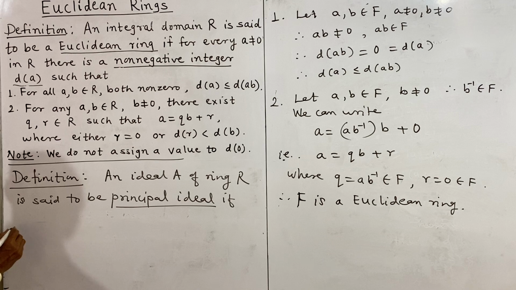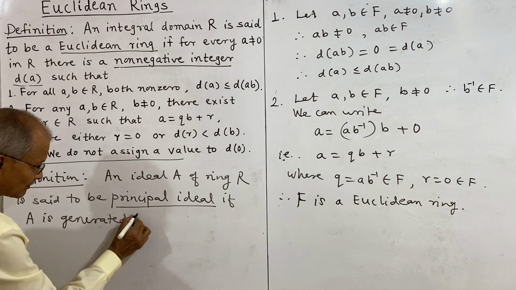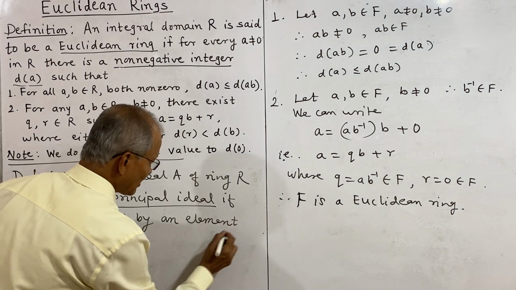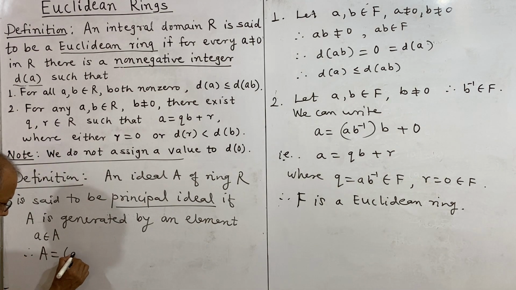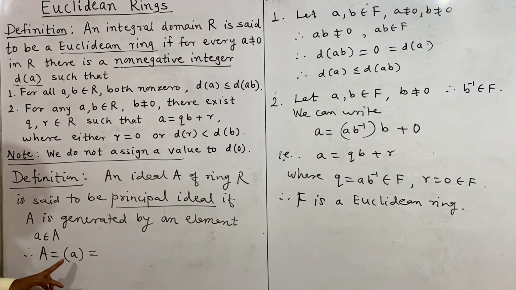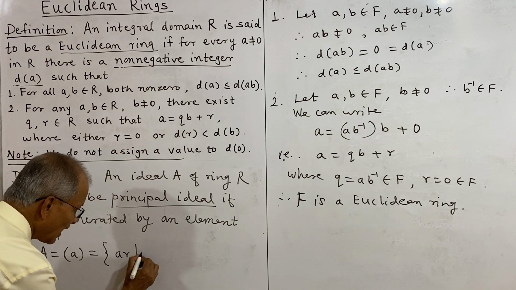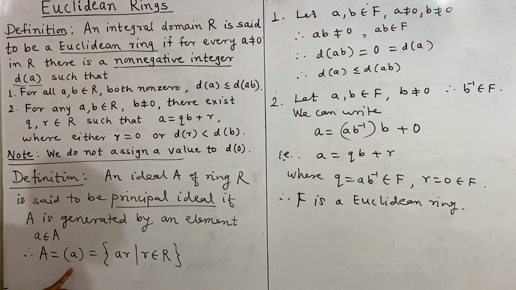Or we can say it is a principal ideal if A is generated by an element a belongs to R, or a belongs to A itself, and that means A is equal to <a>. This is the notation for A generated by a, and that is ar, r belongs to R. So every element of the ideal is some multiple of a for a fixed element a in A, then that ideal is known as a principal ideal.